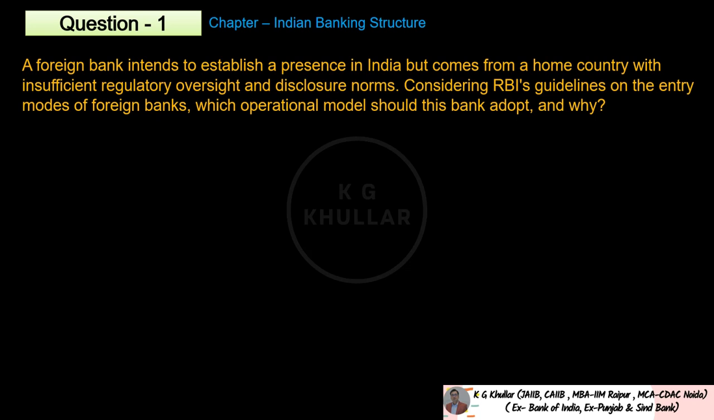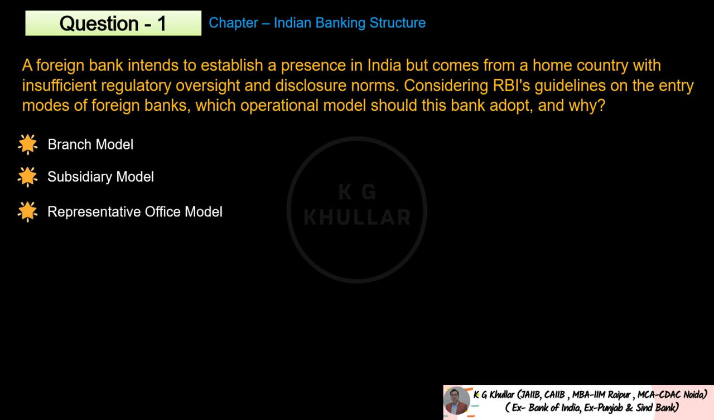A foreign bank intends to establish a presence in India but comes from a home country with insufficient regulatory oversight and disclosure norms. Considering RBI's guidelines on the entry modes of foreign banks, which operational model should this bank adopt and why? Now these options are given to you. That is, first option is branch model, then second model is subsidiary model, then third model is representative office model, and last option D is wholly owned subsidiary model, that is WOS model.